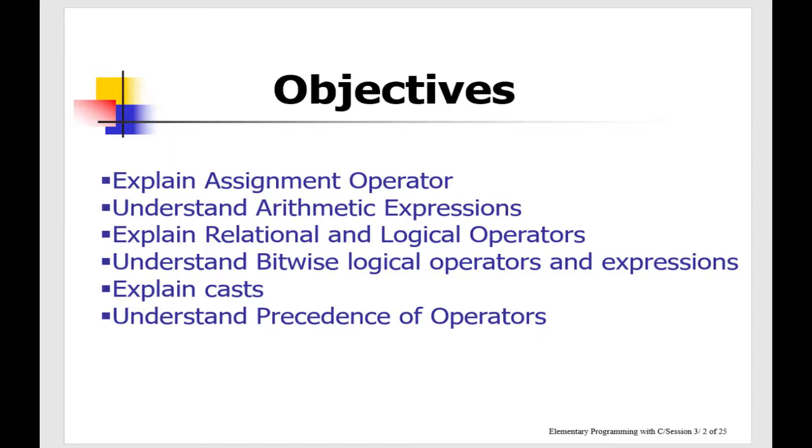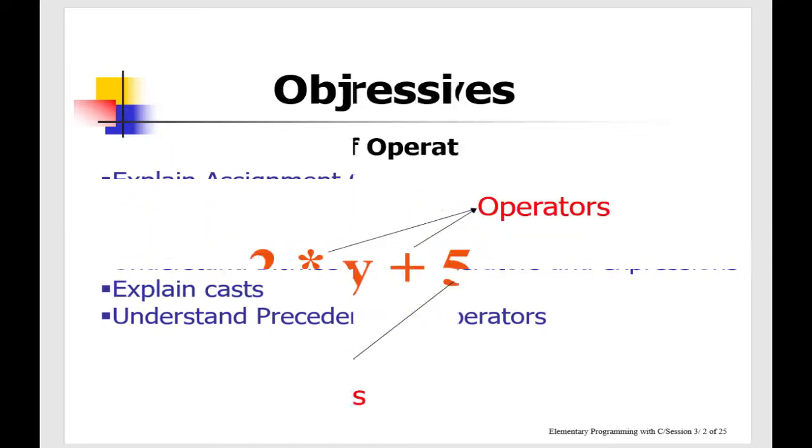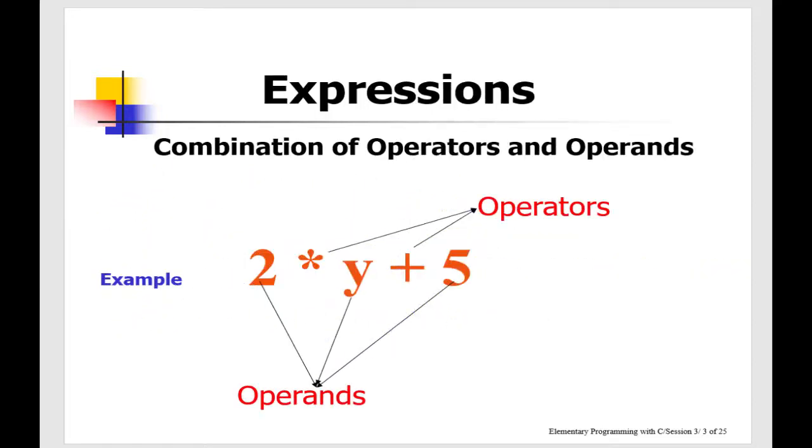Let's get started by looking at what exactly this thing we're calling an expression is. Now, in the C programming language, an expression is simply a combination of operators and operands. And we can see the times and the plus are what we're calling the operators. Then 2, y, and 5 are what we are calling the operands.